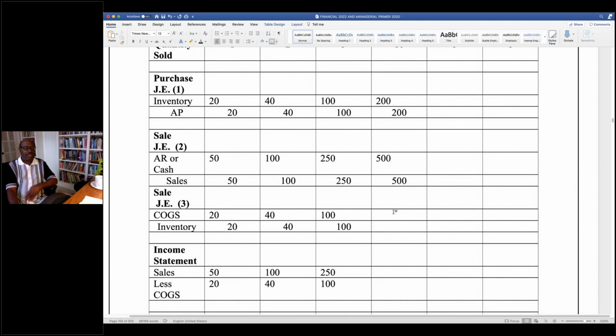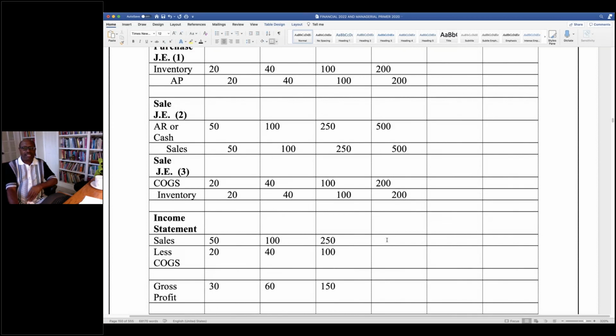Then what are we going to have in cost of goods sold now? 200. So now sales 500, cost of goods sold 200. You have a gross profit of 300. Okay. Now you wouldn't want to go in a shoe store where there are no shoes in there, right?